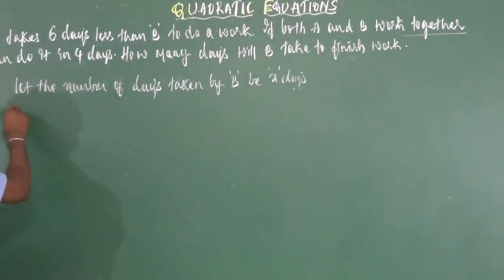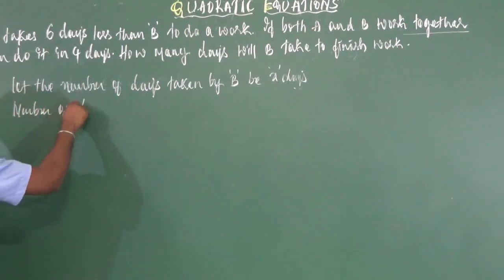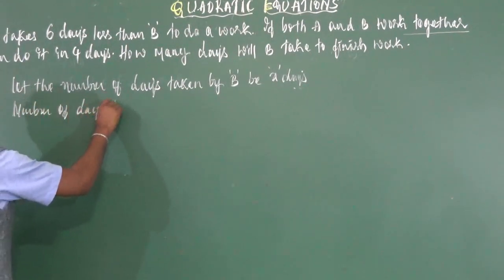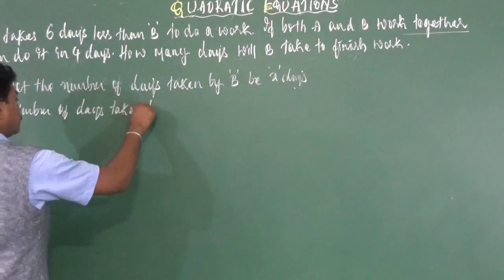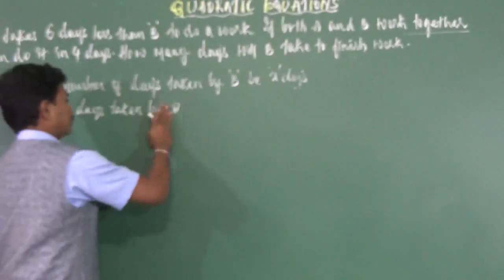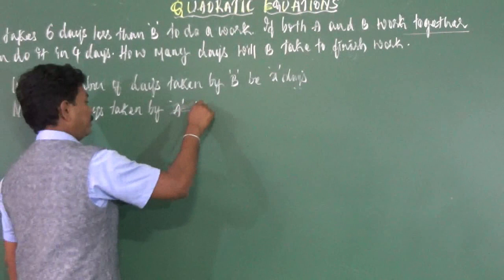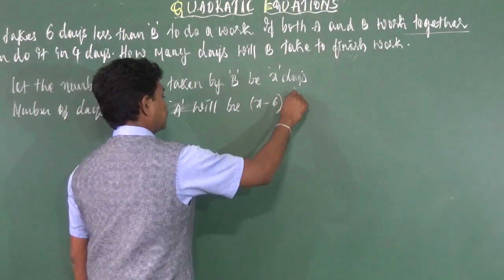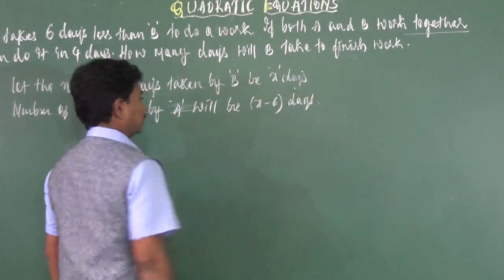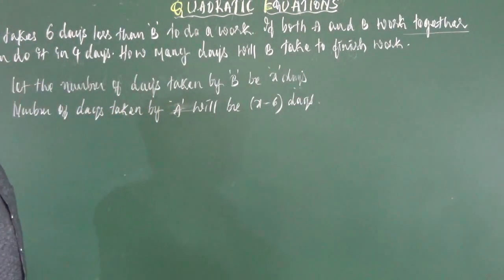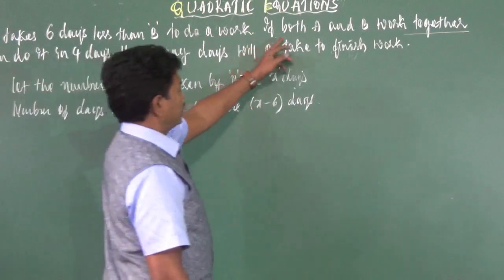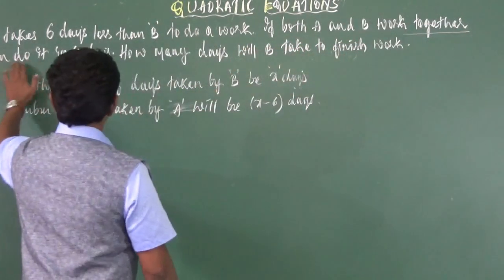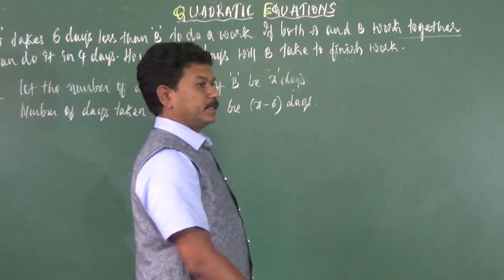So the number of days taken by A will be X minus 6 days. Right. Now, together they complete the work in 4 days. It is given that if both A and B work together, they can do it in 4 days.